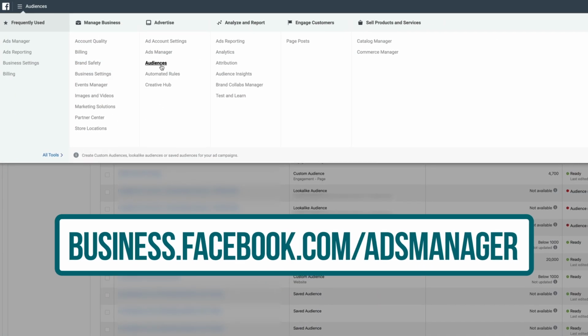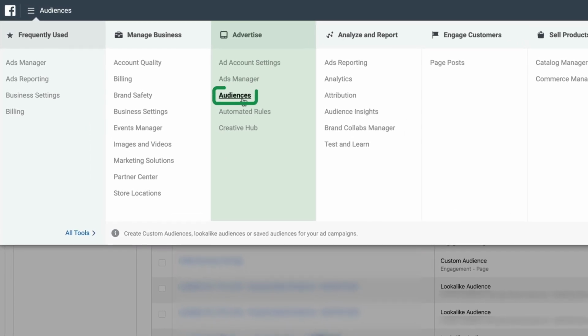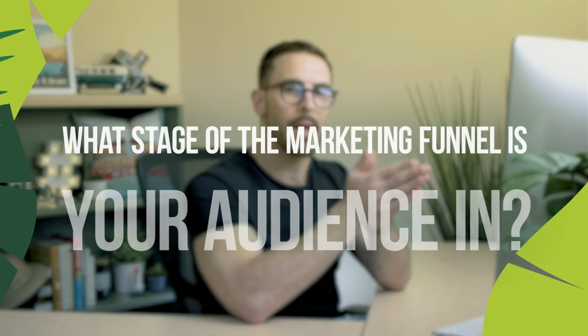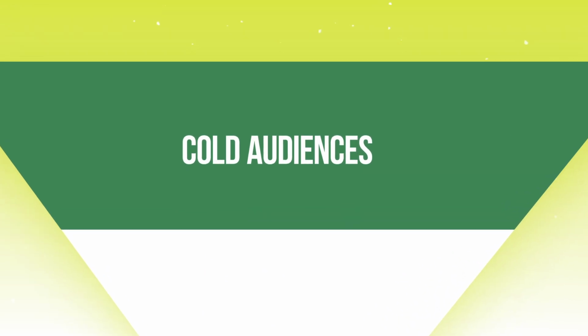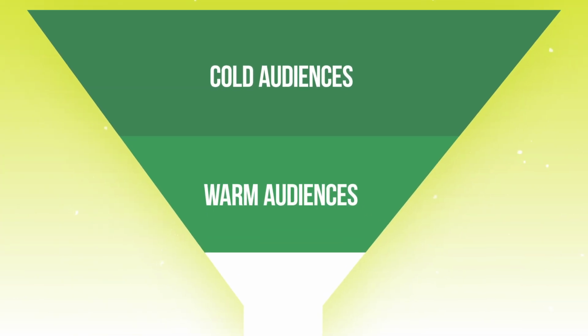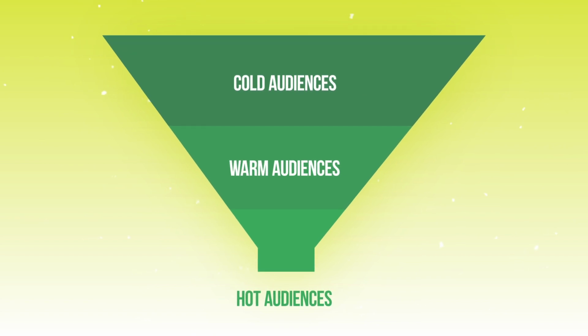The first thing we need to do is hop into Ads Manager, head to the Advertise section and click on the Audiences tab. Now, what's really important, guys, is working out what stage of your marketing funnel your audience is in. We're gonna start at the top of the funnel, targeting cold audiences. Then we're gonna move down and look at some audiences you can create for the middle of the funnel. And then finally, we're gonna finish off with some audiences that you can target at the bottom of your funnel.